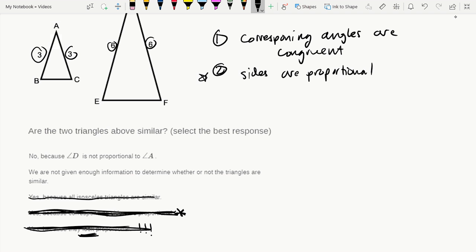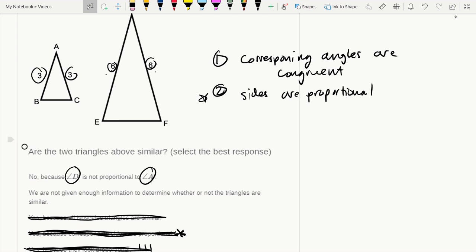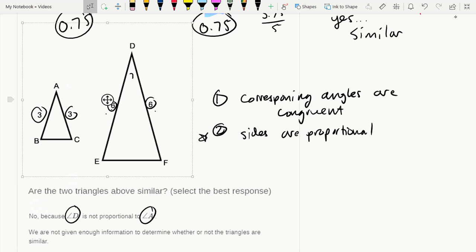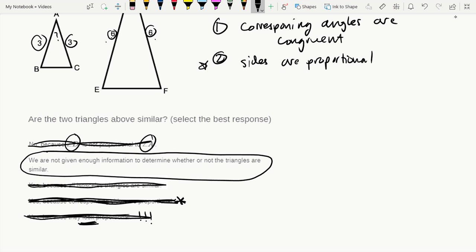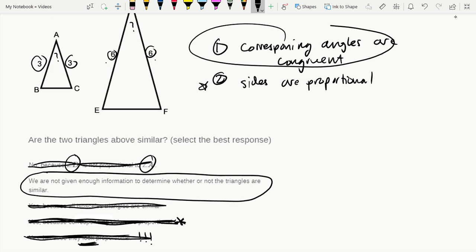And all isosceles triangles are similar. That's definitely not true, because all that means is that it has two sides that are the same. We could have an isosceles triangle like that, and another isosceles triangle like that, and those obviously are not similar. So that one can't be true. Now this one says that D is not proportional to A. Well, I don't know anything about A and D, so that's really hard for me to say. So really the answer here is that we are not given enough information. We have to know something about angles in order to determine similarity.